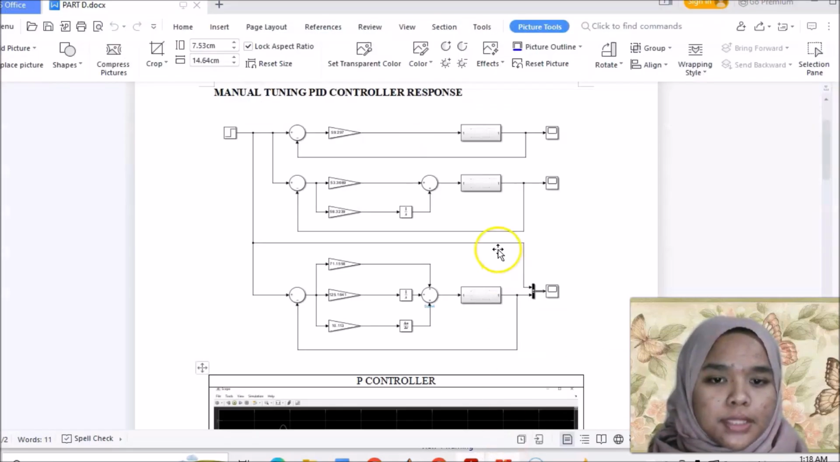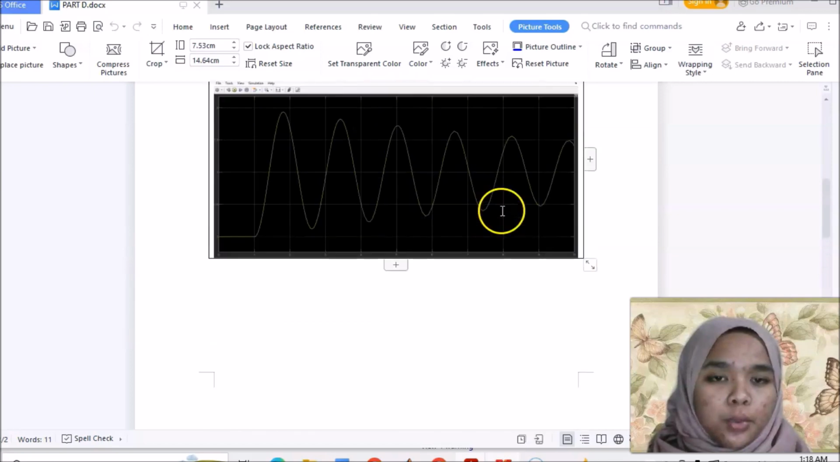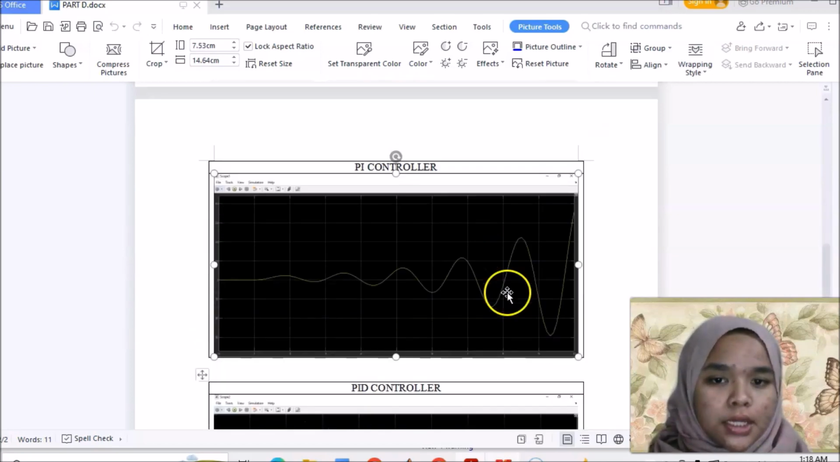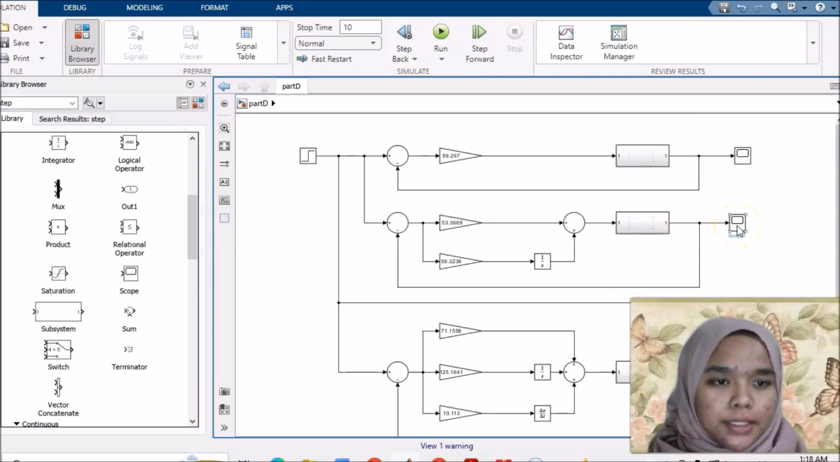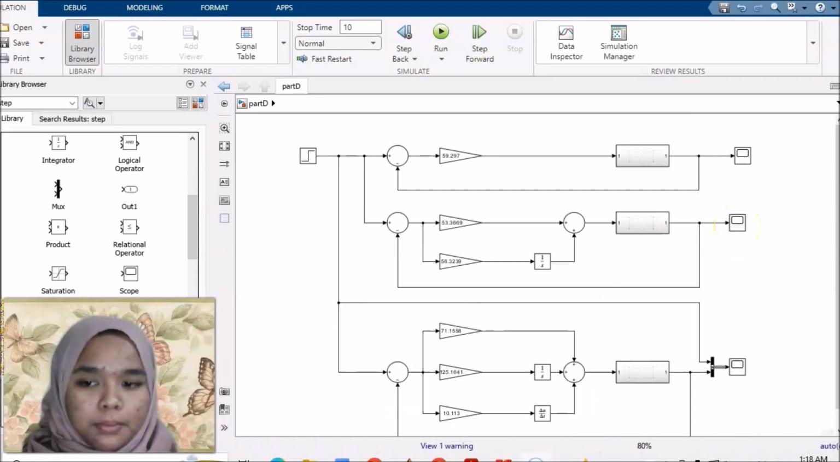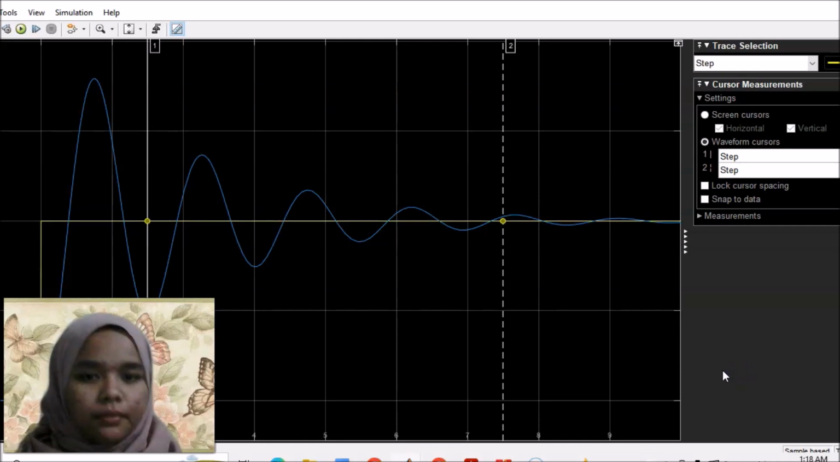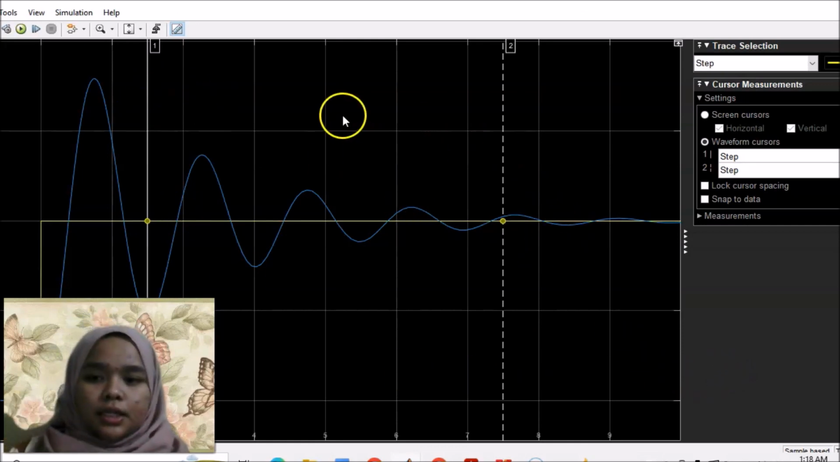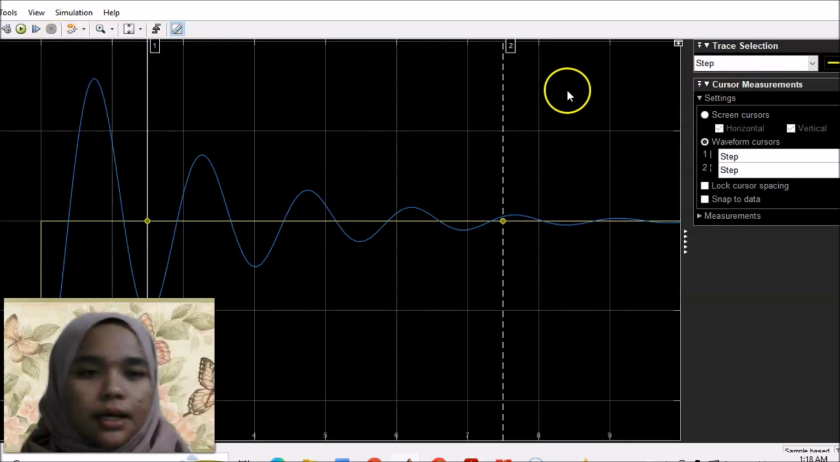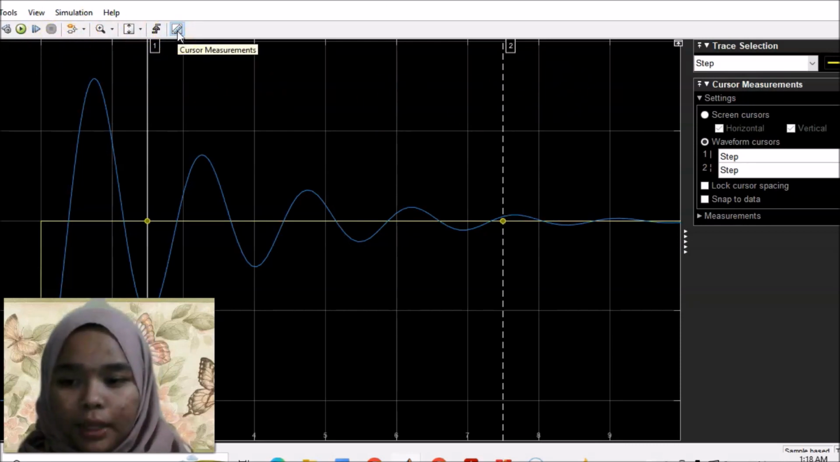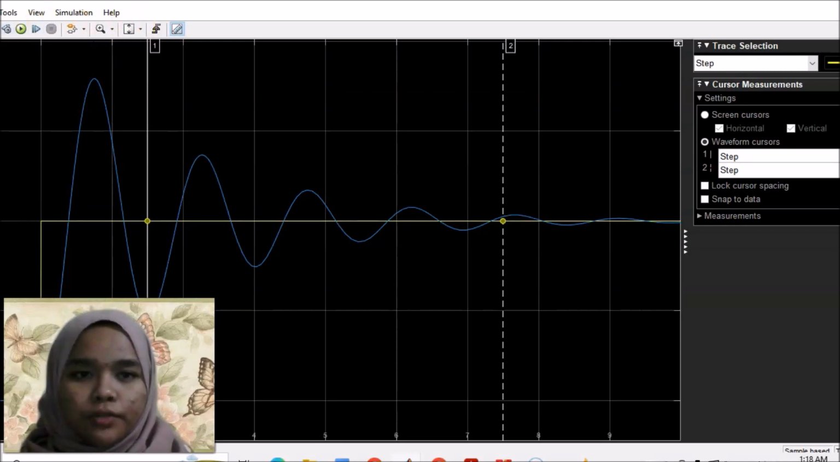Okay, so we can see here that there will be 3 results. Let us try the PID. This is the result that we obtained from the PID. Then, by using the trace selection, we can see the peak to peak. So we can use all of these tools to help us find the information we needed.